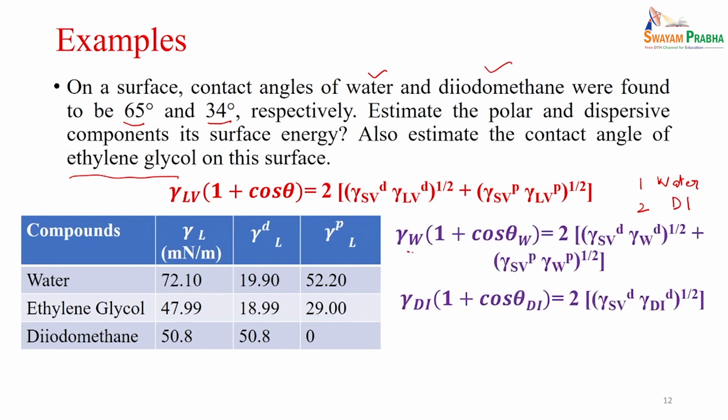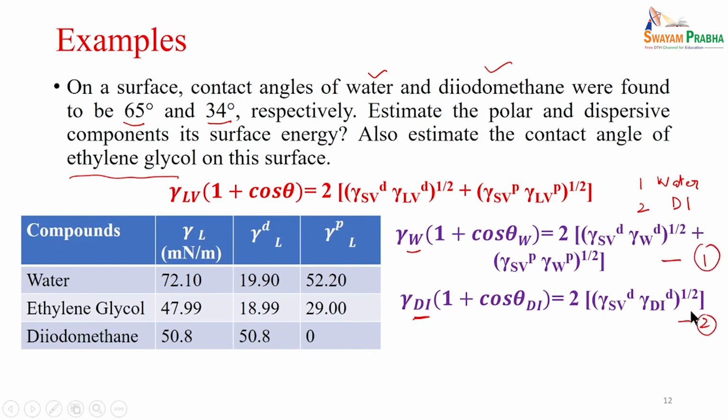So, this equation is for the water and this equation is for the diiodomethane. Water, of course, has both the dispersive as well as the polar component, so it will have the same equation here. But if you just see, diiodomethane has only a dispersive component. So, here the polar terms will be 0.